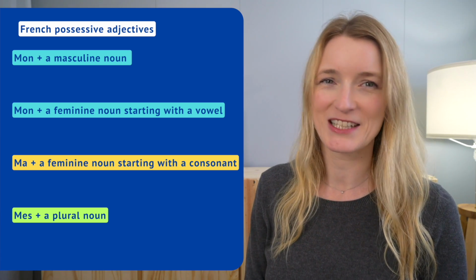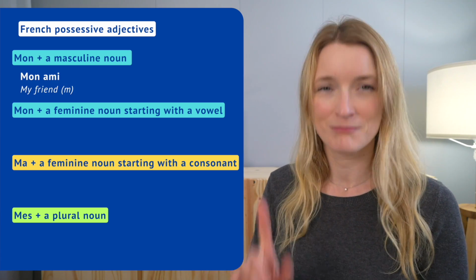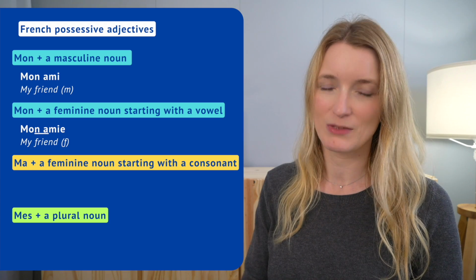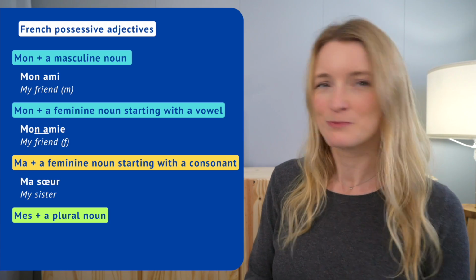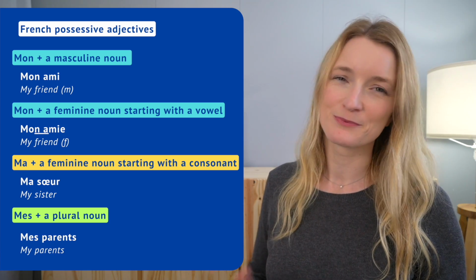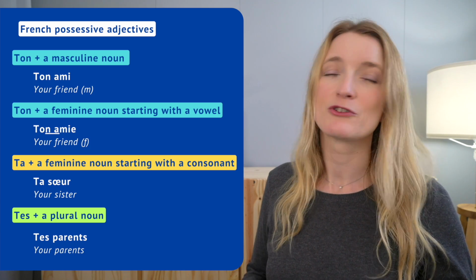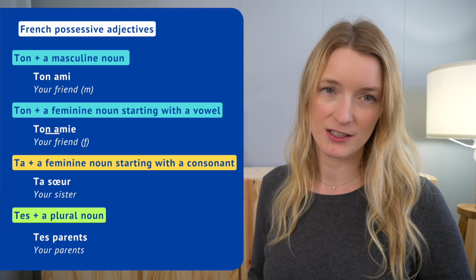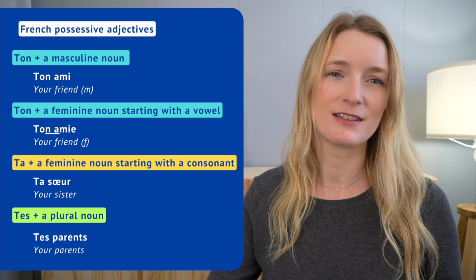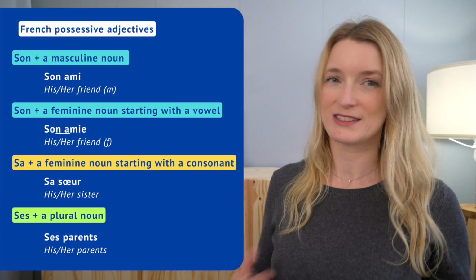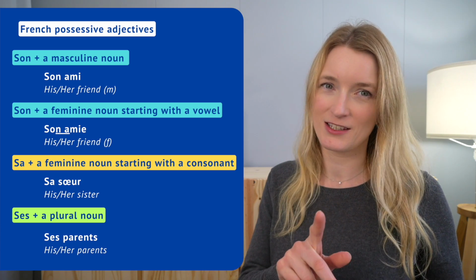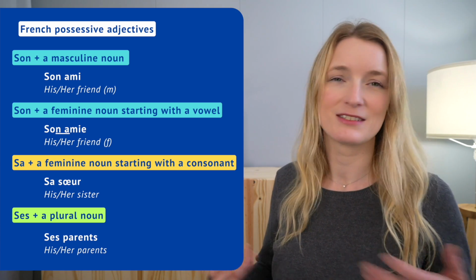So let's see some examples, shall we? We have mon ami, masculine, mon ami. Mon amie, feminine, is still mon, like I did in the quiz, okay? Still mon. Ma sœur, or mes parents, mes parents. Same with ton, ta, tes: we have ton ami, feminine, ta sœur, or tes parents. Then with son, sa, ses, it's the exact same thing. We have son ami, feminine, sa sœur, or ses parents.